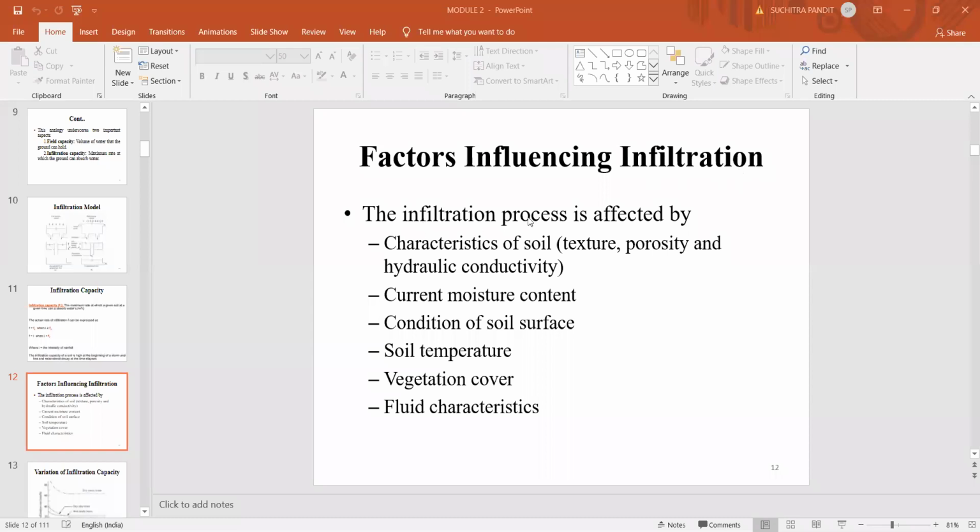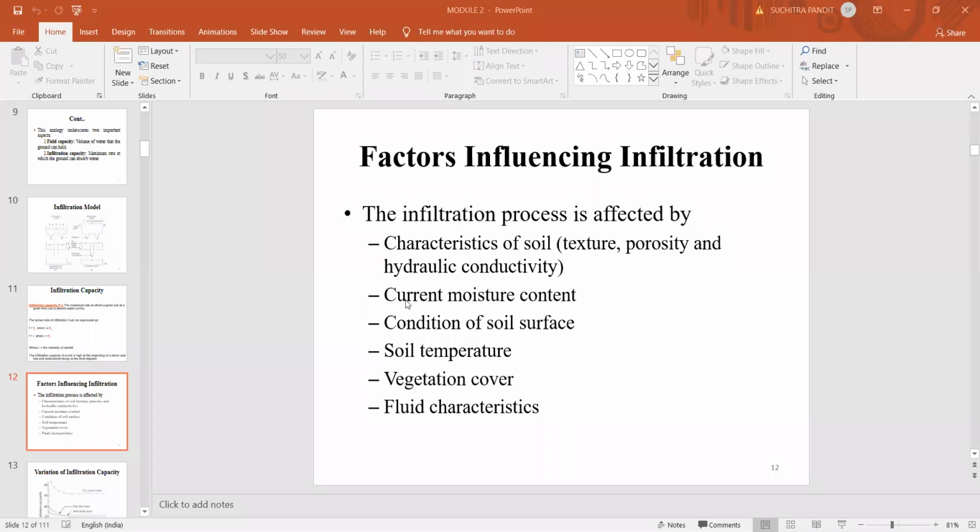the rate of infiltration. The infiltration process is affected by the characteristics of soil, that is the texture of the soil, the porosity of the soil, where porosity is nothing but the space between the soil particles, and the hydraulic conductivity. Hydraulic conductivity is given by Darcy's law, that is, Q is equal to KIA. I think you have studied this in your fluid mechanics or soil mechanics. So the rate of infiltration mainly depends on the characteristics of soil, that is the texture, porosity, and hydraulic conductivity, and the current moisture content.